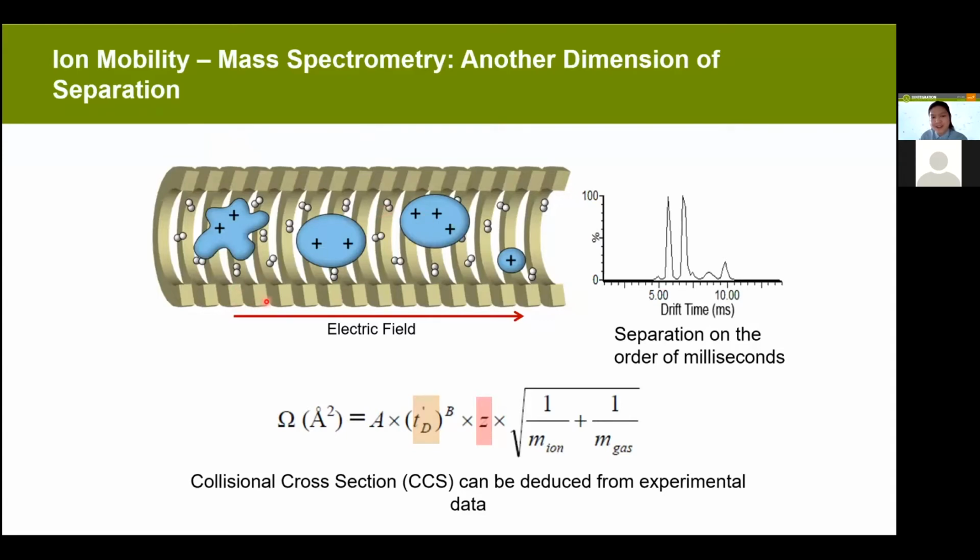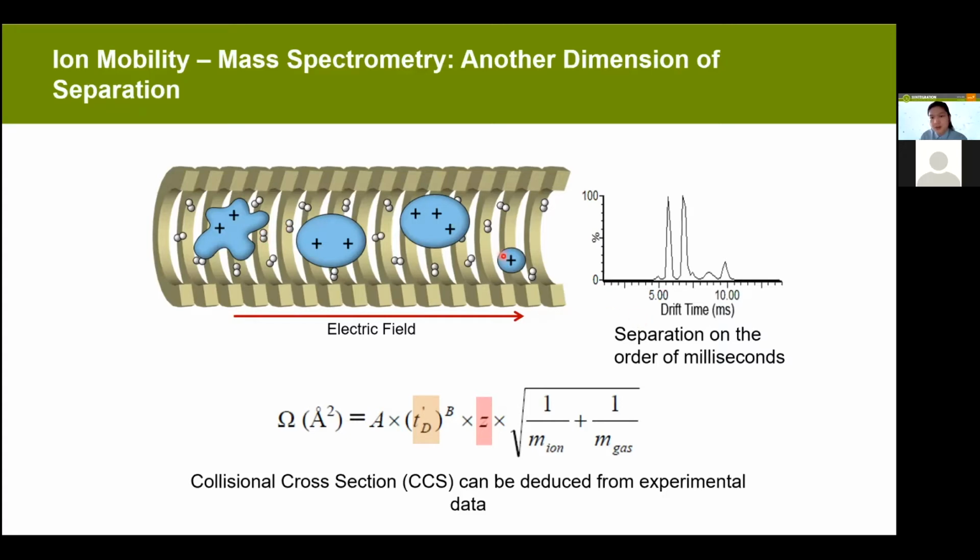So you do have an electric field that's pushing the ions across this drift tube, and there are different designs for how the drift tube can be used. But in general, you have the electric field pushing the ions, and then you have another force from the collision of the protein ions with the buffer gas. And this will basically slow down the ions based on how many collisions they have with the buffer gas.